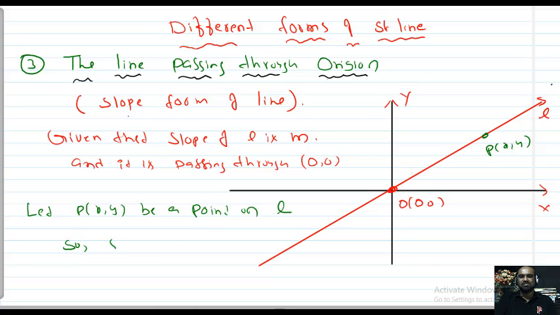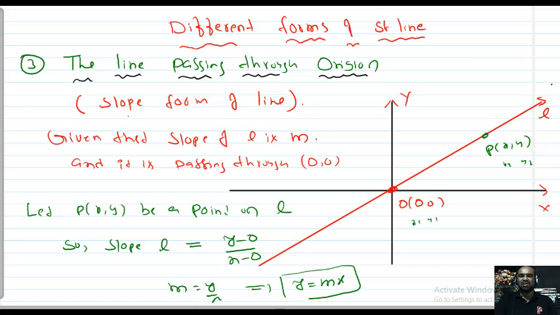So the slope of L equals (y minus 0) by (x minus 0). See, this is acting just like (x1, y1) and this is acting as (x2, y2). Two points are there, so I can find the slope. The slope is already given as m, no? m equals y by x. Or in other words, y equals mx. All the lines which pass through the origin having slope m should have this form only. That's why y equals mx is said to be the slope form of a straight line.